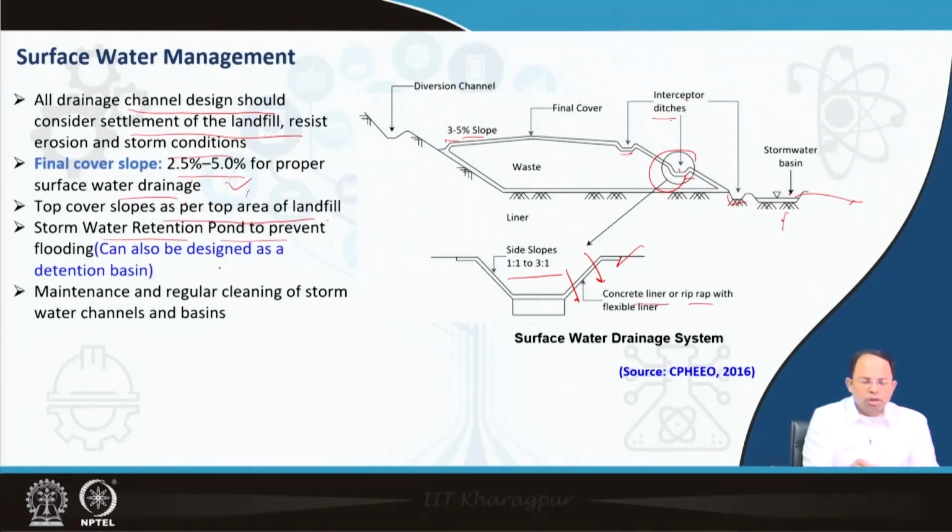Storm water retention pond to prevent flooding can also be designed as a detention basin. Maintenance and regular cleaning of stormwater channels and basins. So this is how we go about surface water management.